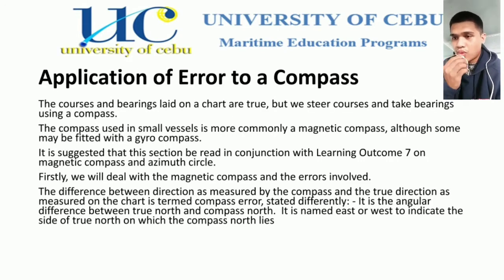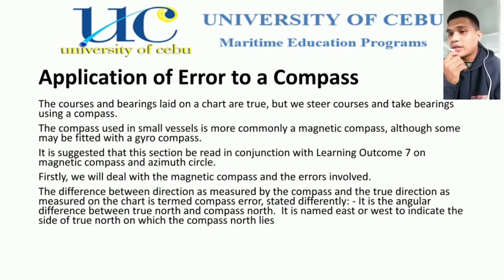So, the application of error to a compass. The courses and bearings laid on the chart are true, but we steer courses and take bearings using a compass. The compass used in small vessels is more commonly a magnetic compass, although some may be fitted with a gyro compass. It is suggested that this section be read in conjunction with the learning outcome. So firstly, we will deal with the magnetic compass and the errors involved.